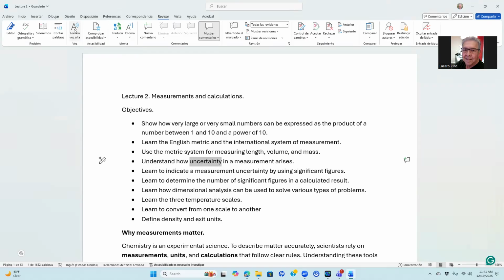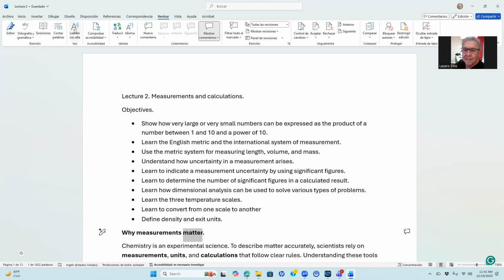Understand how uncertainty in a measurement arises. Learn to indicate a measurement uncertainty by using significant figures. Learn to determine the number of significant figures in a calculated result. Learn how dimensional analysis can be used to solve various types of problems. Learn the 3 temperature scales. Learn to convert from one scale to another. Define density and its units.